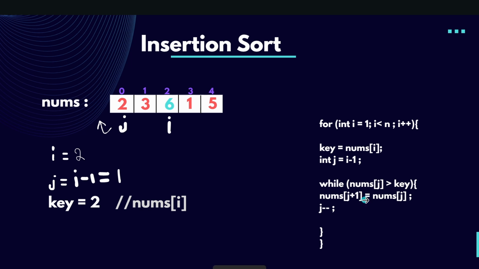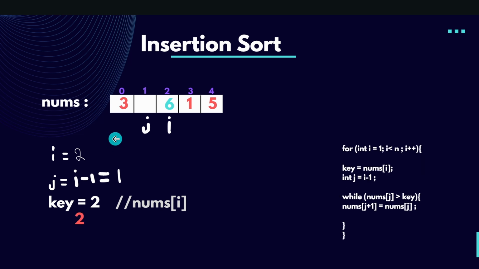So if you observe, nums of j plus 1 is equal to nums of j. So what is meant by this statement? As before here, you can see nums of j plus 1 is equal to nums of j. Whenever j is not here, you can put j here. Nums of j plus 1 means here. You are assigning the value of nums of j. So what is nums of j? Nums of j is 3. So basically this 3 will come here and nums of j will be here.